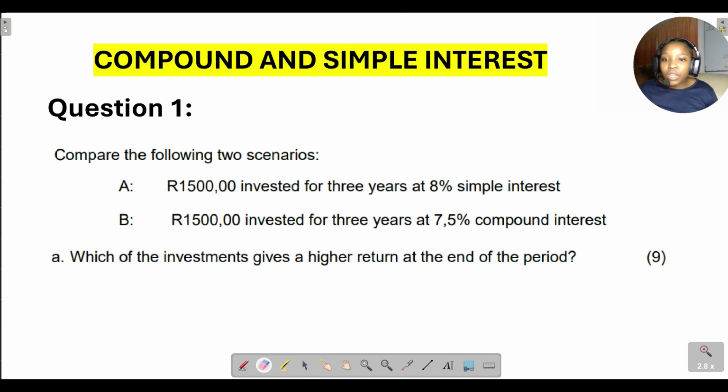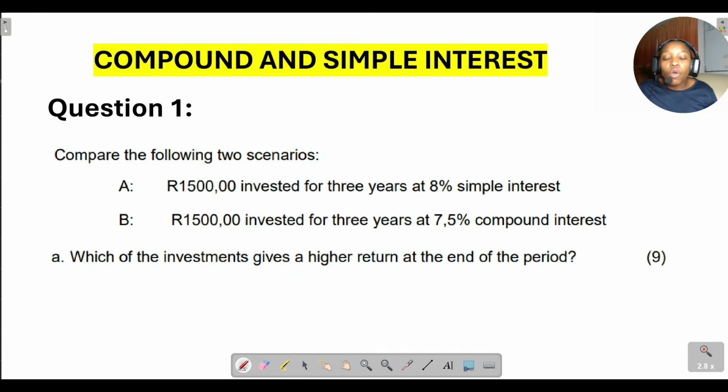So it's very important that we understand that before we have a look at this question that I've created for us. I chose this question because I think it will help us understand how we need to go about doing our solutions for simple interest and compound interest. So please make sure that you pay attention.